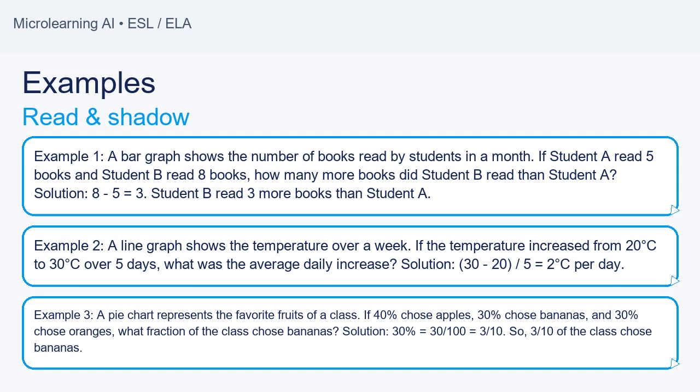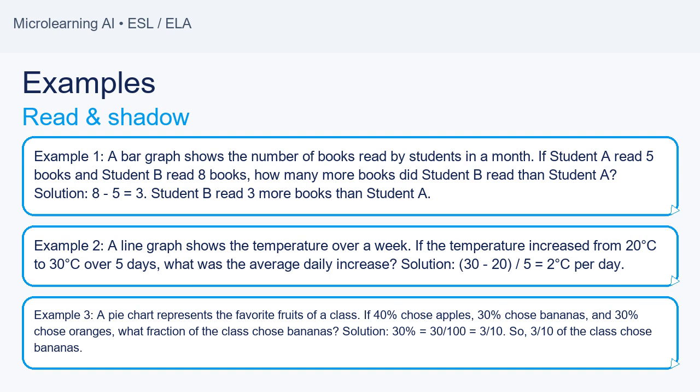Repeat after me. Example 1. A bar graph shows the number of books read by students in a month. If student A read 5 books and student B read 8 books, how many more books did student B read than student A? Solution. 8 minus 5 equals 3. Student B read 3 more books than student A.